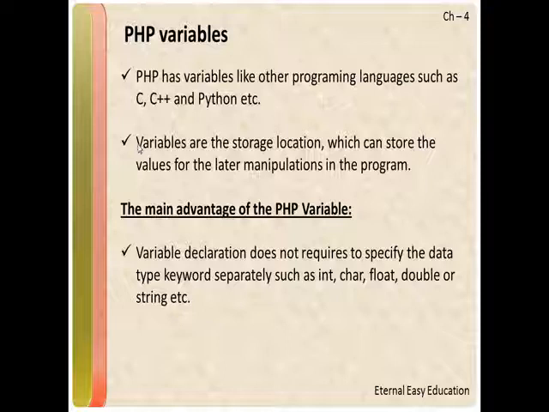Variable is a very important concept. The term variable and its meaning will not change for any other language. What is the meaning of variable in C? It is the same for C++, same in Python or any other language, and also in PHP.